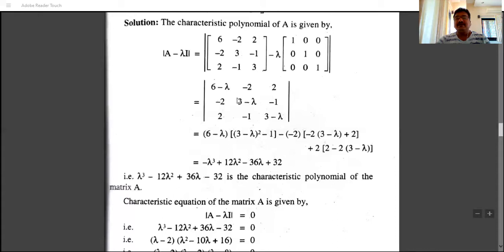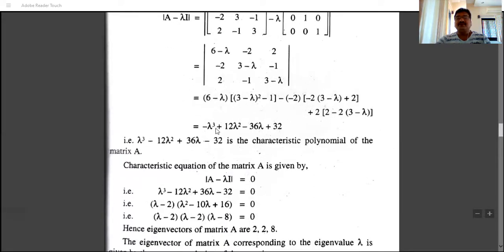So 6 minus lambda in square bracket, this into this, 3 minus lambda into 3 minus lambda is 3 minus lambda squared, minus this into this, actually minus 1 into minus 1 is plus 1, so minus 1. Then minus of minus 2 in bracket, minus 2 into 3 minus lambda, minus 2 into minus 1 is plus 2, and then plus 2, minus 2 into minus 1 is plus 2, minus 2 into 3 minus lambda. After solving this, we have minus lambda cubed plus lambda squared minus 36 lambda plus 32.